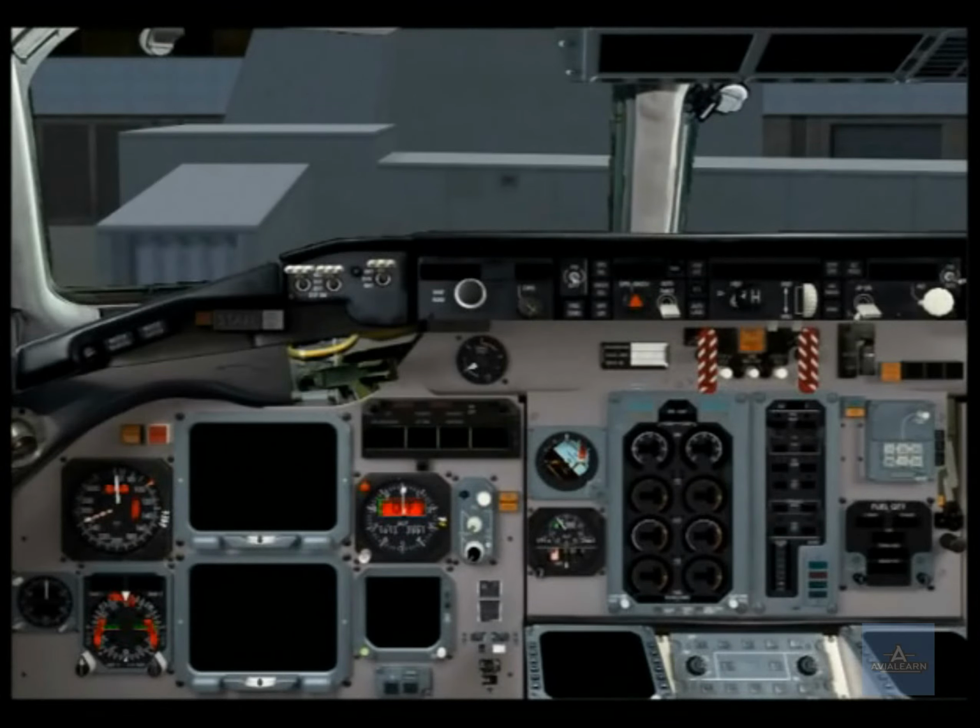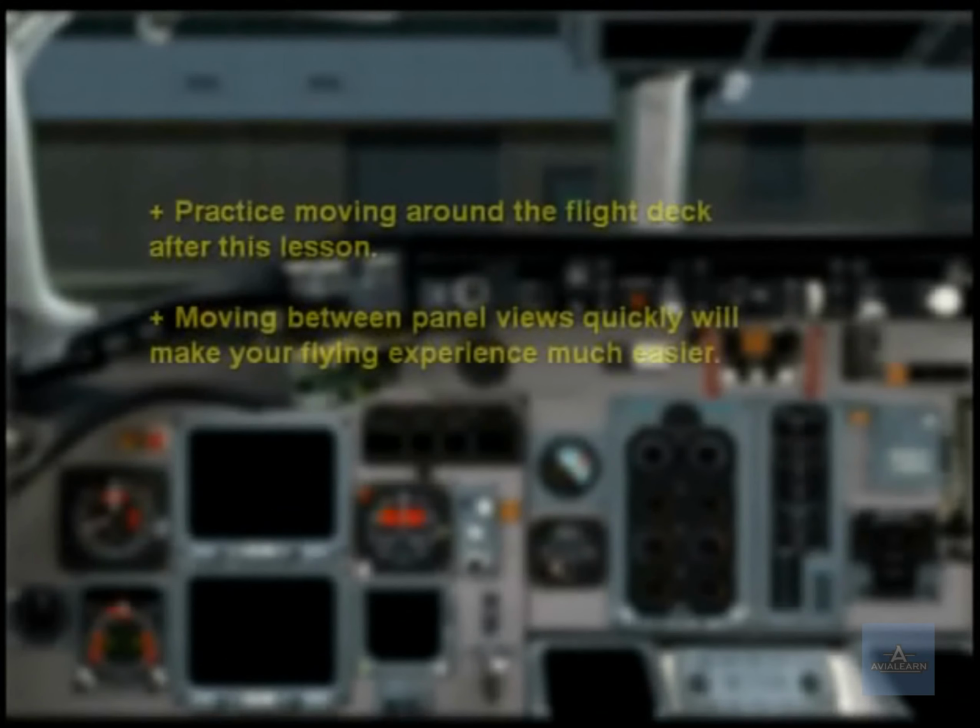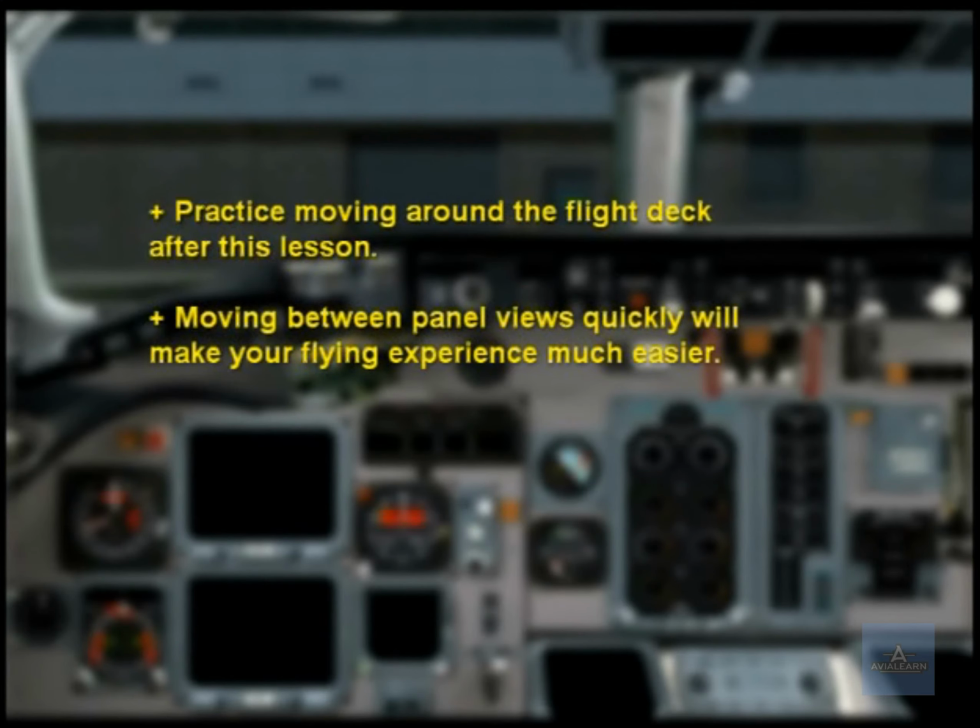By clicking on the captain's panel hotspot, we will be back on the left side of the flight deck and back to where we started. You should now be able to move from one panel view to the other easily and have a general idea of the control groups located on each panel.